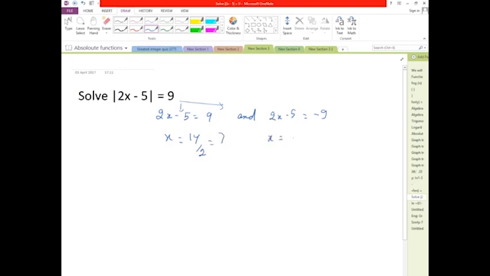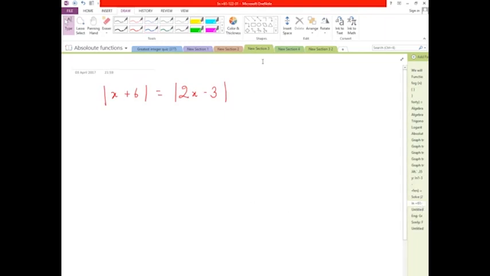And this side is equal to minus 9 plus 5 minus 4 by 2 minus 2. So this is a common way to solve such questions. It could have been anything, x plus 3 equal to 2, and then you will again break it down into x plus 3 equal to 2, and x plus 3 equal to minus 2, and then solve. So this is just to solve the very basic questions.